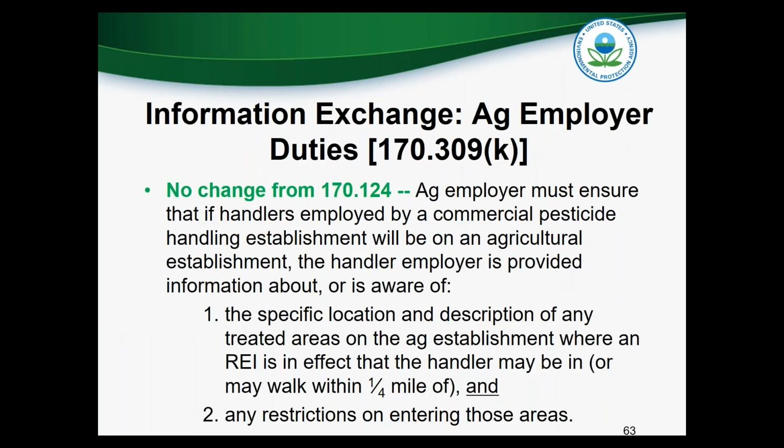The ag employer must ensure that if handlers are employed by a commercial pesticide handling establishment and they're going to be on that establishment, the handler employers provide information about the specific location, description of the treated area, in which they might be within a quarter mile of, and any other restrictions to the area.